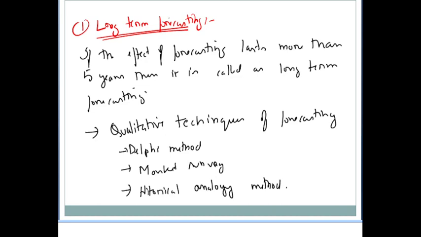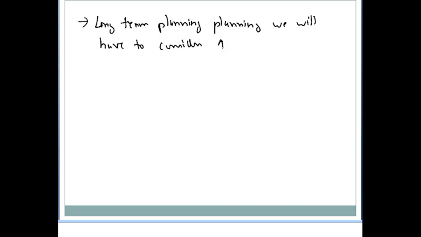In case of long-term planning, sorry, long-term forecasting, what will actually happen is that we have to consider the external factors as well. It will not just be based on the formulas. Here we will have to consider various other external factors as well.